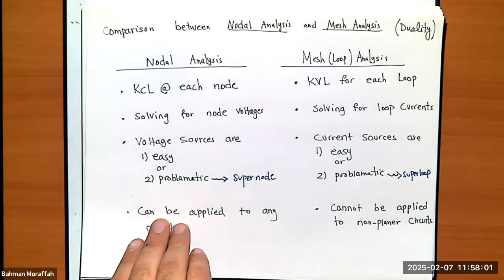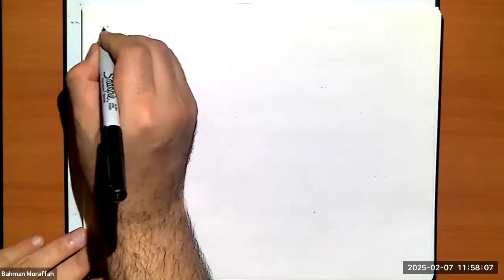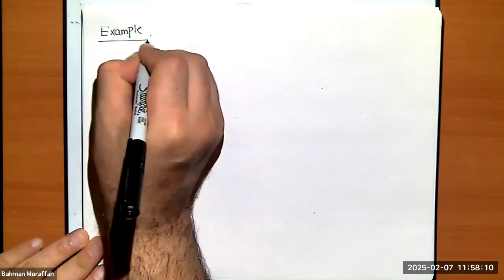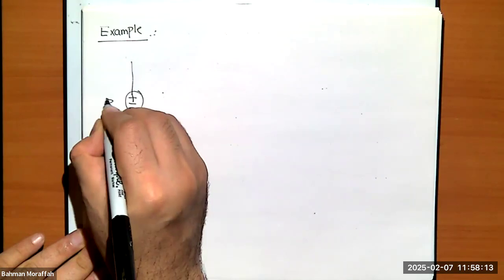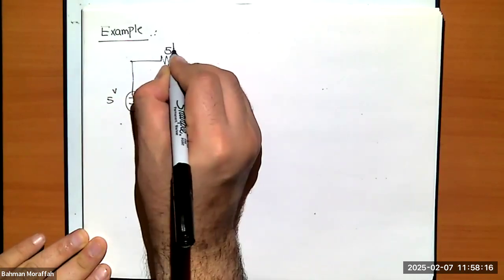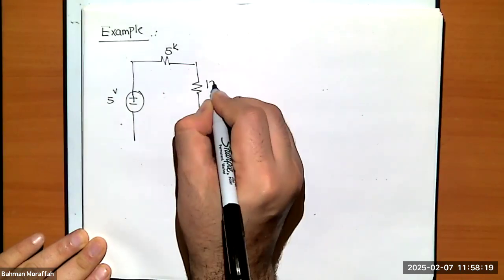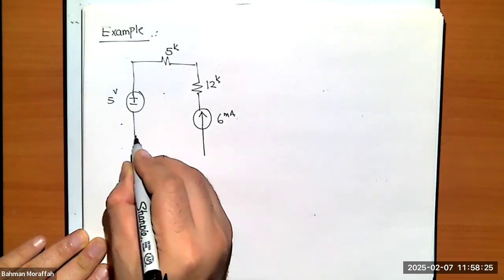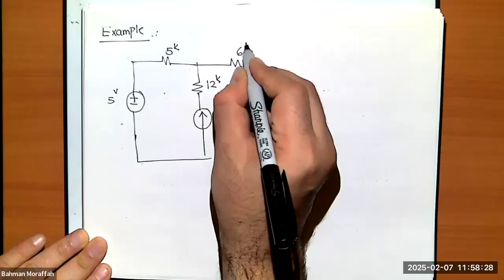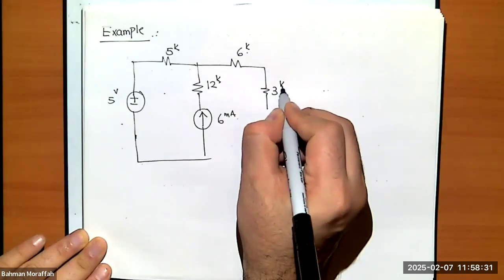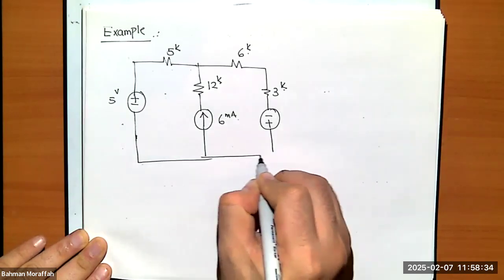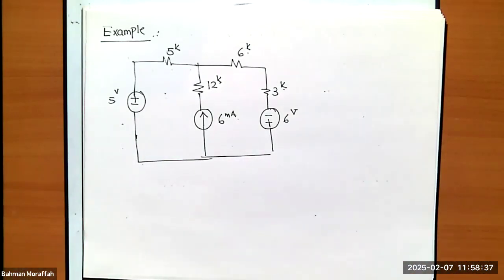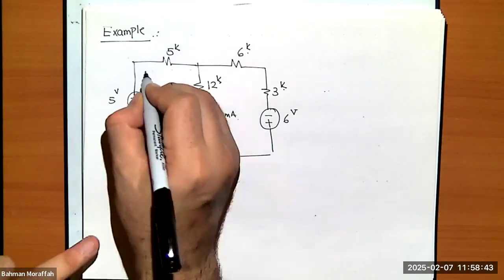All right. Let's do one more example. Let's just say I'm given this circuit. 5 volts, 5K resistance, a 12K resistance here, 6 milliamps over here, a 6K resistor, a 3K resistance, and a 6 volts source. All right. Let's just say we're interested in Vi.